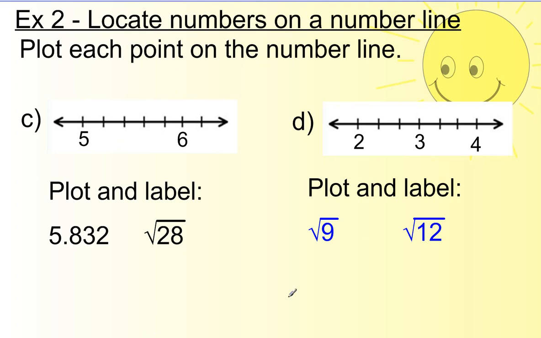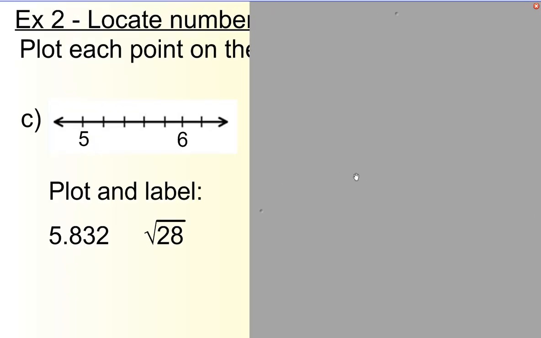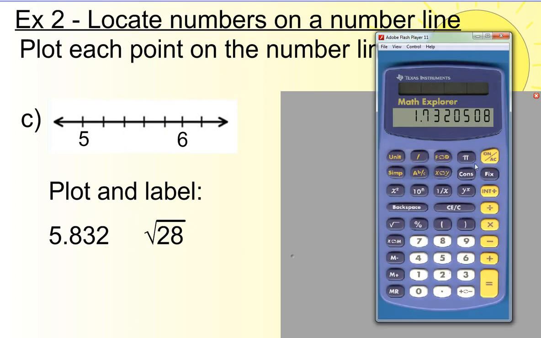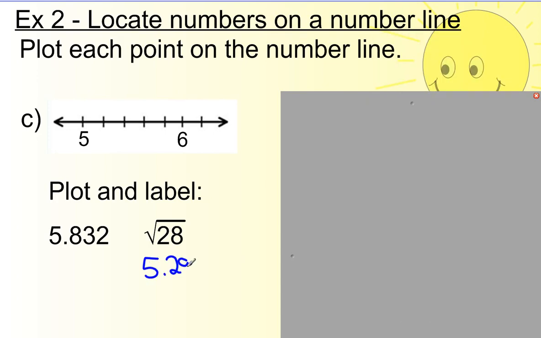Alright, so I'm going to do letter C, and then I'm going to have you do letter D here in a second. So let's block that off so we don't get ourselves confused. Letter C. So this guy, 5.832, well, he'll be, I don't know, someplace in this ballpark. He's at the end of the 5s, almost 6. This square root of 28, I don't know. Let's see. Square root of 28 is 5.29. Okay, so 5.29, let's see here. 1, 2, 3, 4, 5.